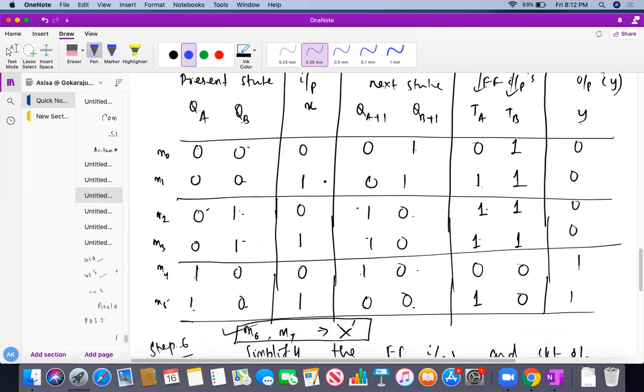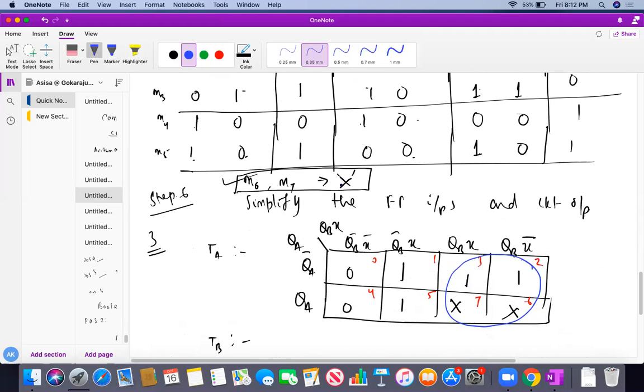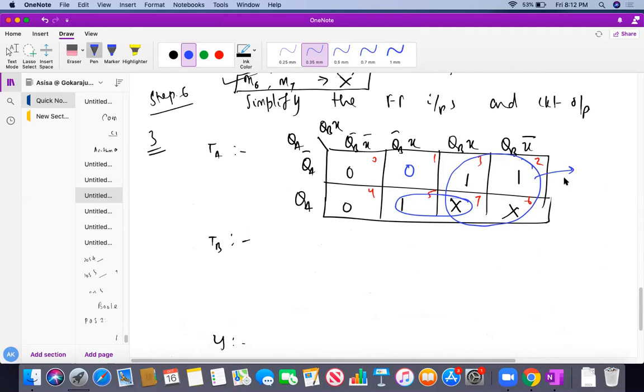See here, 0, 0 means it's 0. So this will be my 0. Next, this is the grouping. So what would be my common term here? The common term here is QB, and here this one is QAX. Any doubt? So we got TA, which is QB or QAX. Any doubt on this?